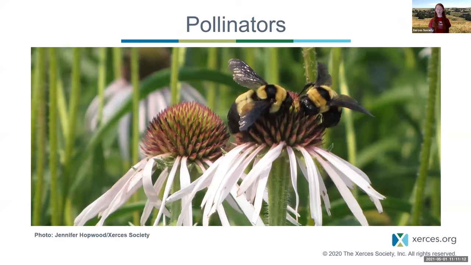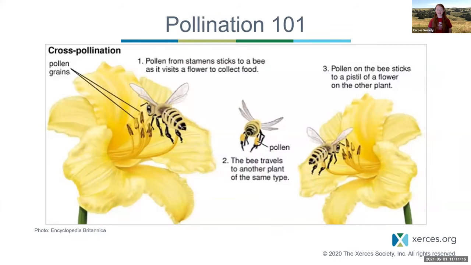Okay, so pollinators. First, we're going to start at square one with what is pollination? There's a couple types of pollination. There's self-pollination and cross-pollination. And when we're talking about pollinators, we're usually talking about plants that require cross-pollination, which is when an animal, usually an insect, is visiting a flower, collecting pollen grains, flying over to another flower, and they'll deposit those pollen grains onto the flower. And this fertilizes the plant, which allows it to reproduce and create seeds, which is when we get things like nuts and berries and all the tasty food that we like to eat.